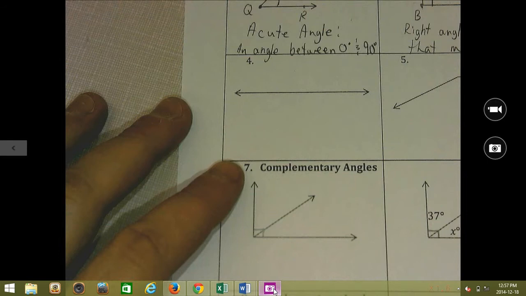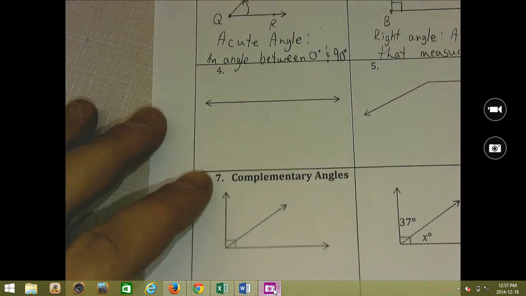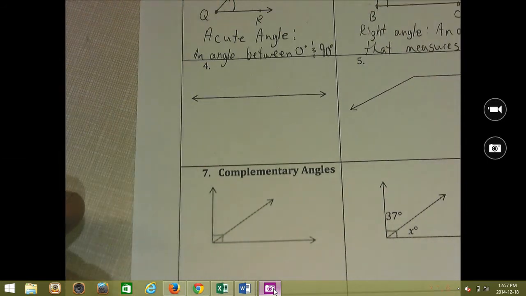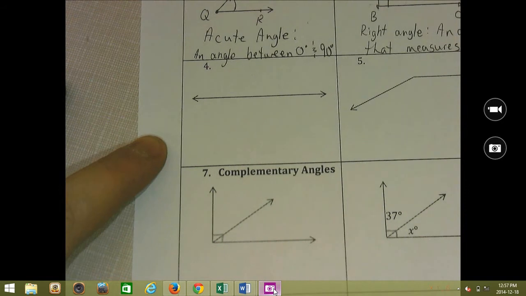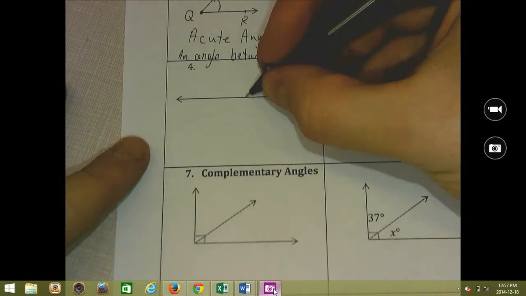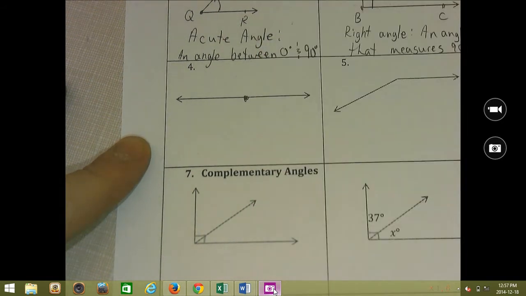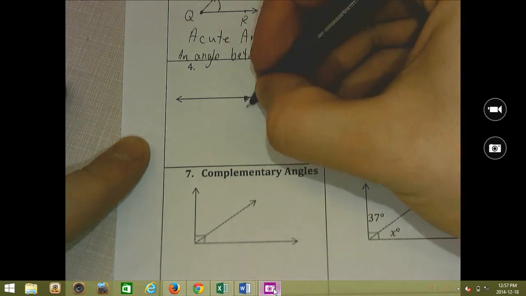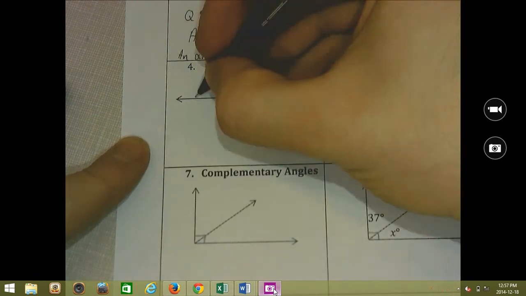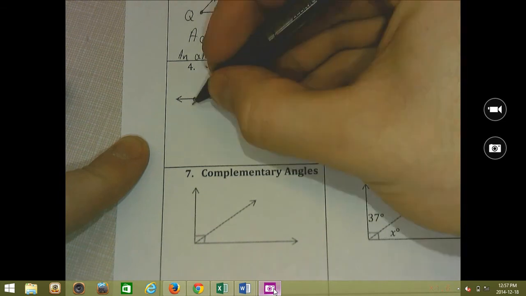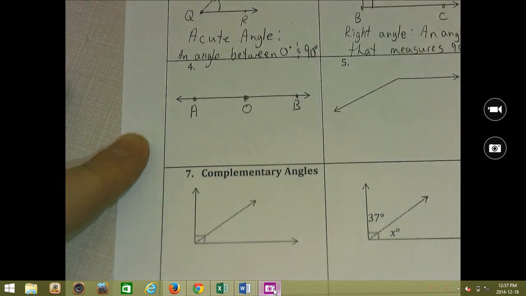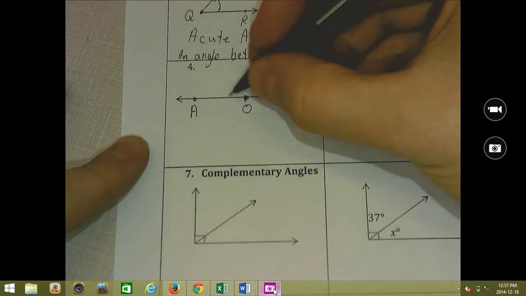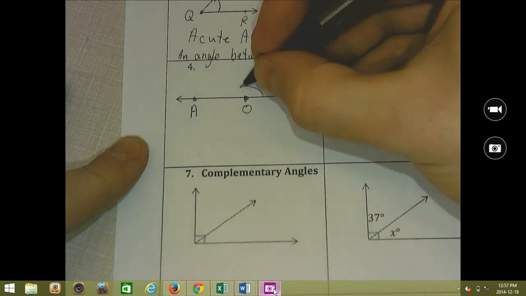Continuing on with classifications of angles. The fourth type that we have here, it doesn't look like an angle, it looks like a straight line. But if we define a point right in the middle there somewhere, we're going to call that O, and two other points of A and B. So if we look at this now, what we actually have is 3 points. Yes, they're all in a line, but we actually can define an angle here.